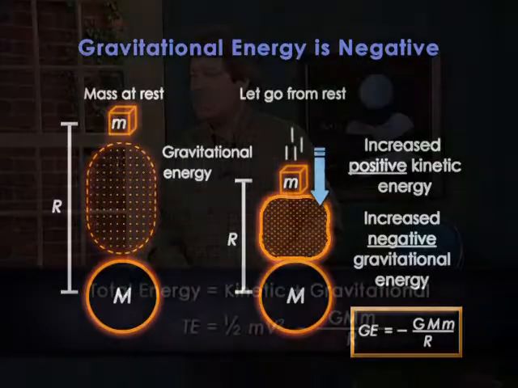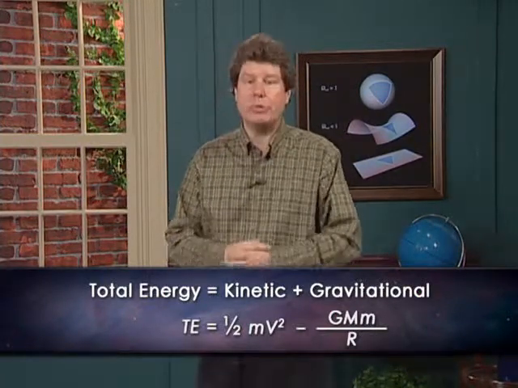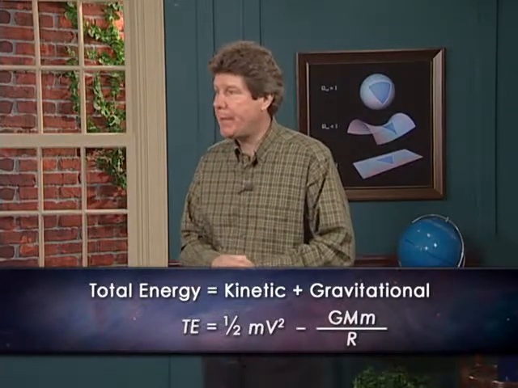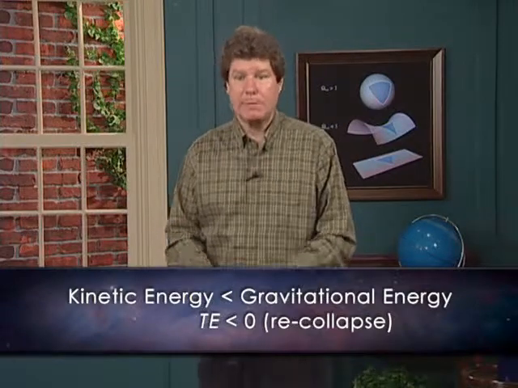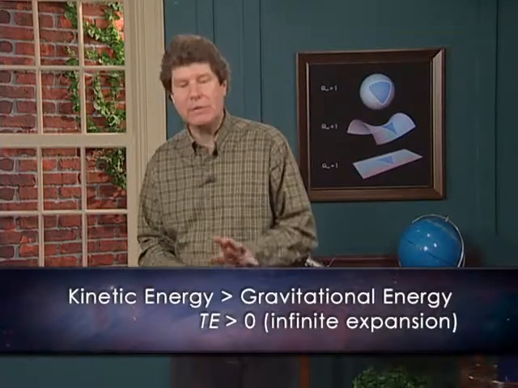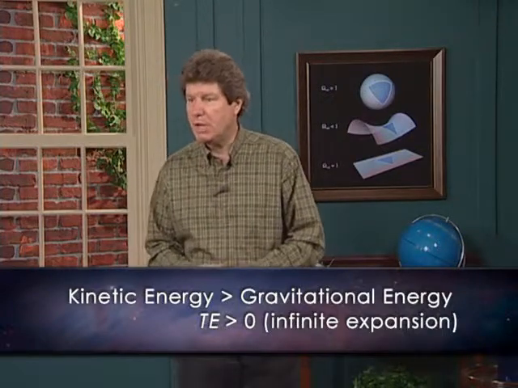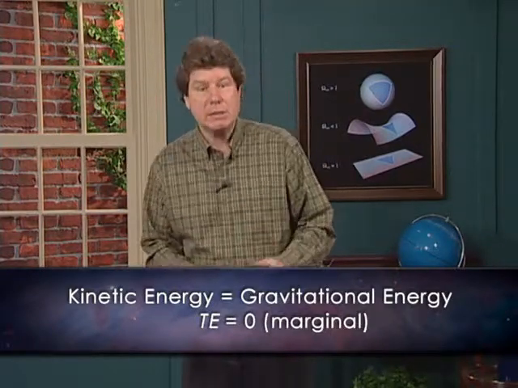Well, we're now ready to make progress. Let's look at the total energy of our rock, Te. It's just the sum of the kinetic and gravitational energies, which in equation form is half mv squared minus GMm over r. Now, I hope you won't be surprised to hear the criteria that determines recollapse or eternal expansion is whether the kinetic energy is less than or greater than the gravitational energy. If it's less, the total energy is negative and the sphere recollapses. If it's greater, then the total energy is positive and the sphere expands forever. And there is, of course, a very important marginal condition. When the total energy is zero, the rock goes out, but it never quite stops and turns around, but neither does it steam ahead.